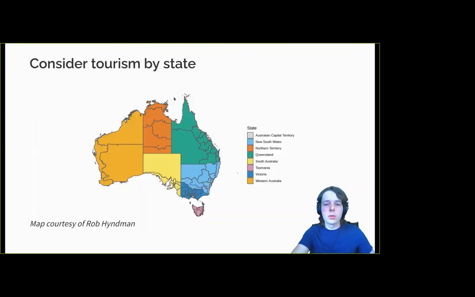So when you do this with the tourism data set, we're going to do a small example just so it's easier to look at, but this can extend to the entire data set with all three keys. Let's consider tourism split up by states.